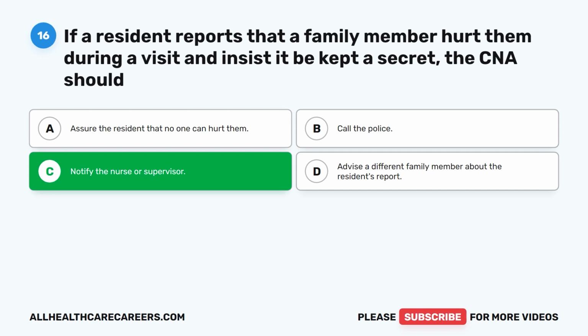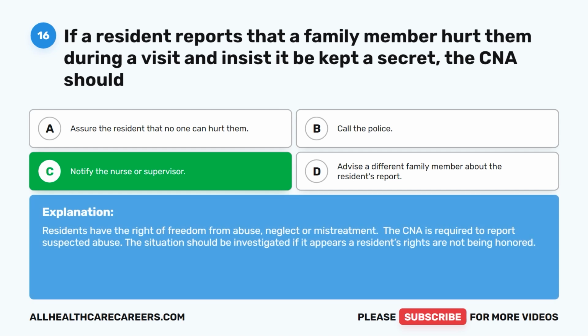The correct answer is C. Notify the nurse or supervisor. Residents have the right of freedom from abuse, neglect, or mistreatment. The CNA is required to report suspected abuse. The situation should be investigated if it appears a resident's rights are not being honored.